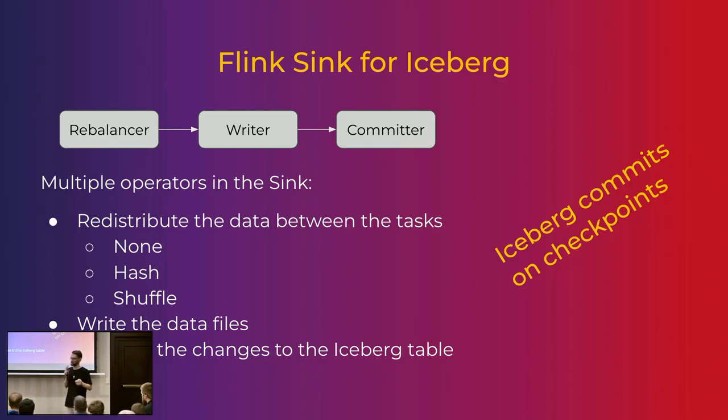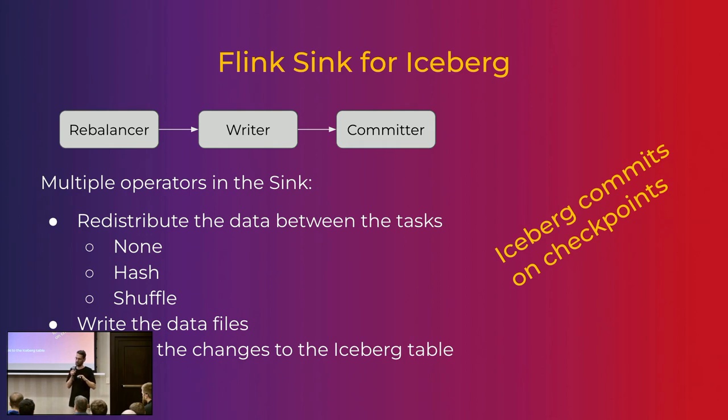So what can you do? Instead of using the non-distributing method, you can use the hash distribution method, and this is when the rebalancer kicks in. What the rebalancer does is create a key based on the partition of the record, and for this key, it generates a hash, and based on the hash, decides which writer will receive this record. In this case, every record for a given partition will arrive at a given writer. As an end result, you will write a single file for every partition, which is very, very good from the reader's perspective.